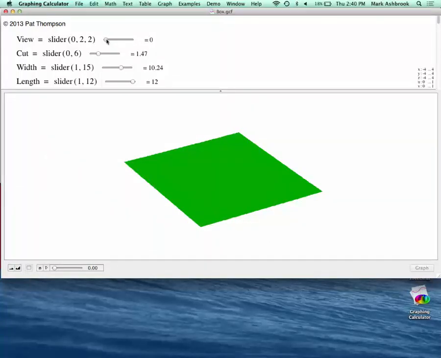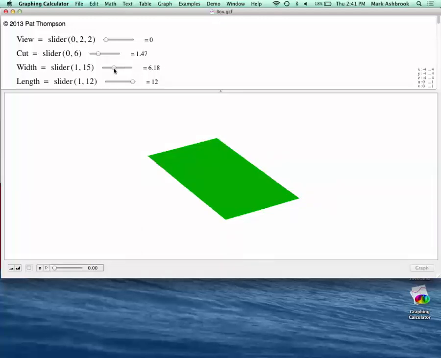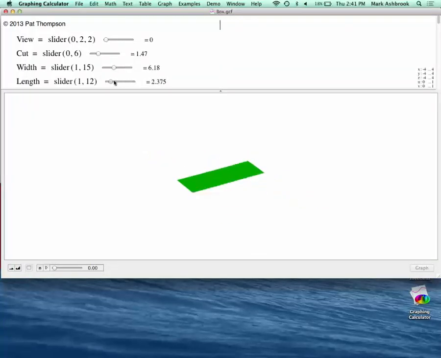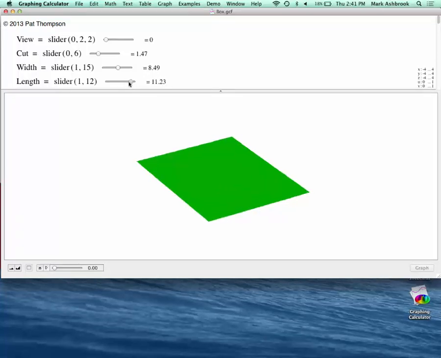Okay, for the next class or two, we're going to work on this. I got the sheet of paper. I can vary its width. I can vary its length. So if I was making an 8.5 by 11 sheet of paper, I could set the width at 8.5 and the length at 11.